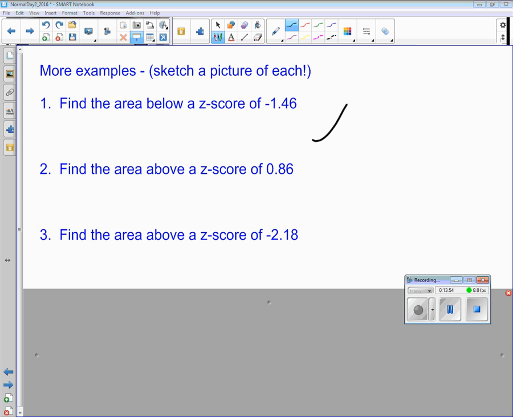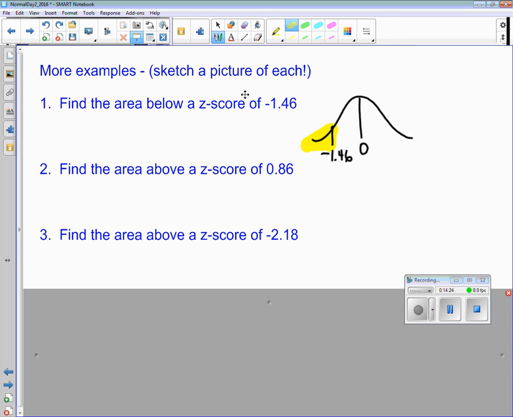So when I graph this, since I'm talking about z-scores, I will put 0 as my center, okay? Because with z-scores, that is the mean. Negative 1.46 is to the left of that, so I will put that number here. And because the question says below, I'm going to shade below. Any questions about the picture?